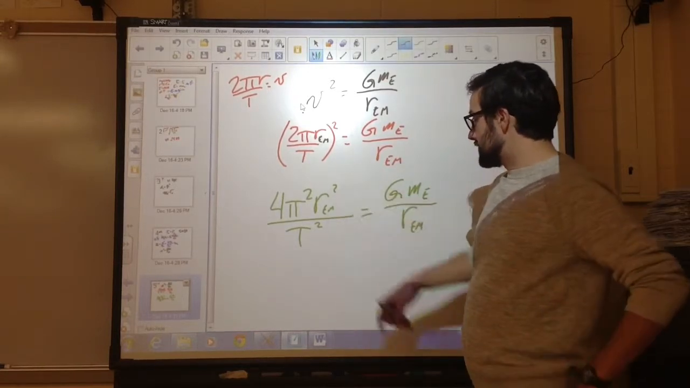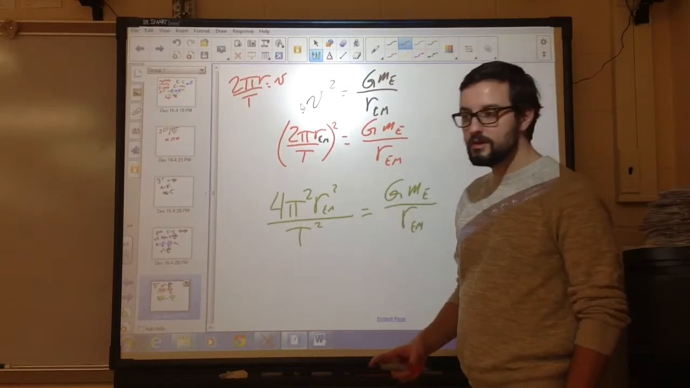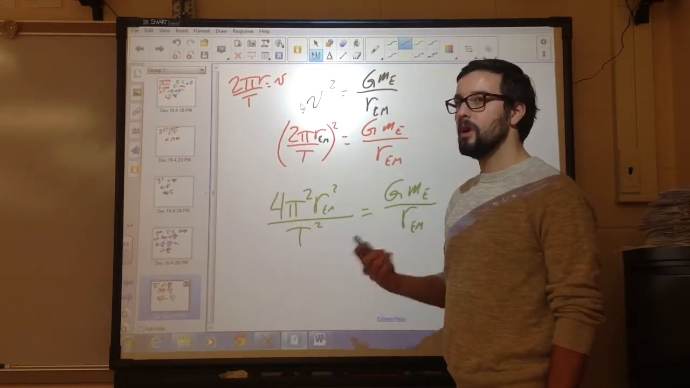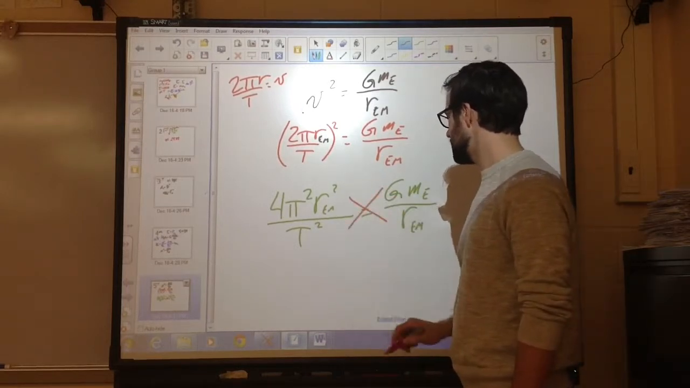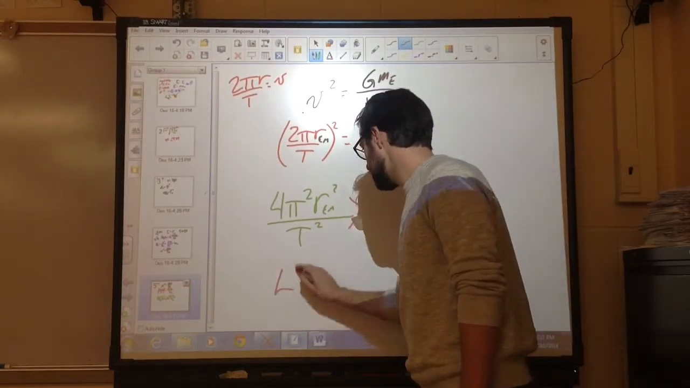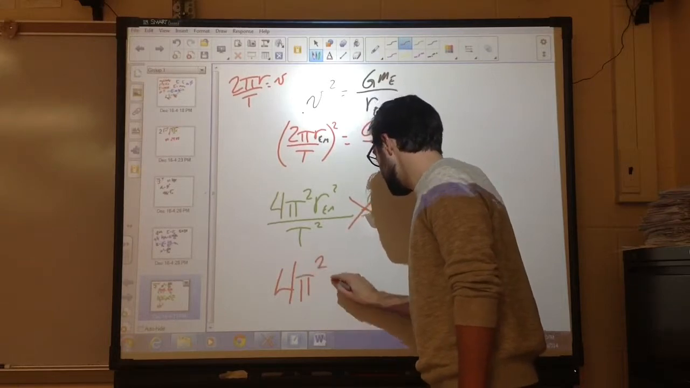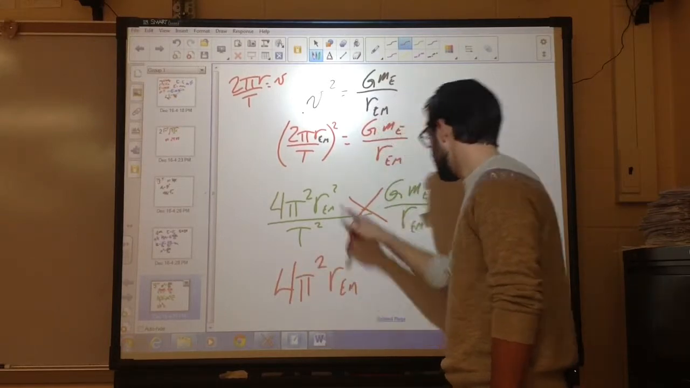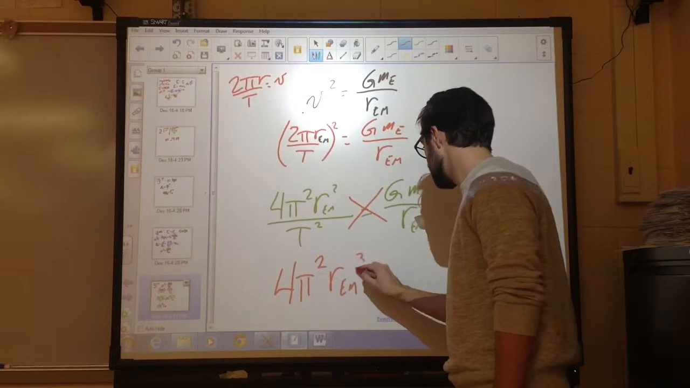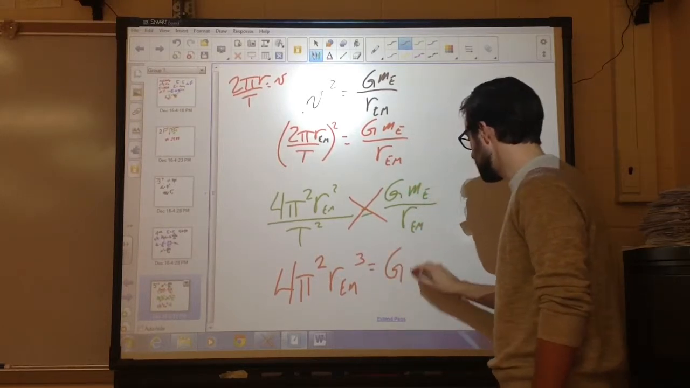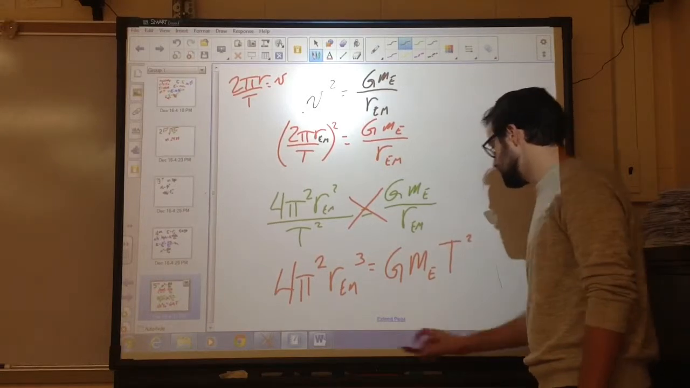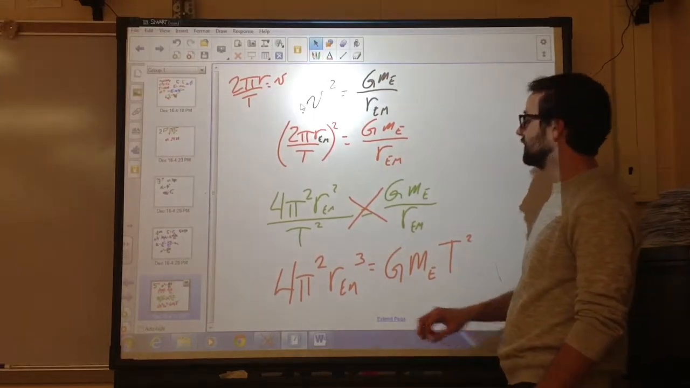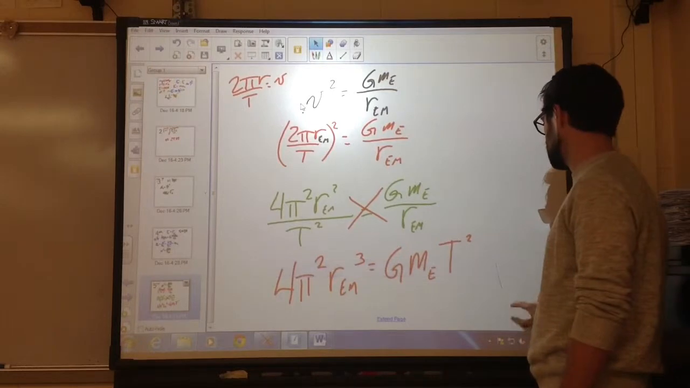So now we have two fractions that are separated by an equal sign. A good step will always be to cross multiply. Everybody likes cross multiplying. So let's cross multiply. When you cross multiply those, you find that 4 pi squared, the distance between the Earth and the Moon, cubed, is equal to the gravitational constant times the mass of the Earth times the period of revolution squared. All right, so we get that expression.